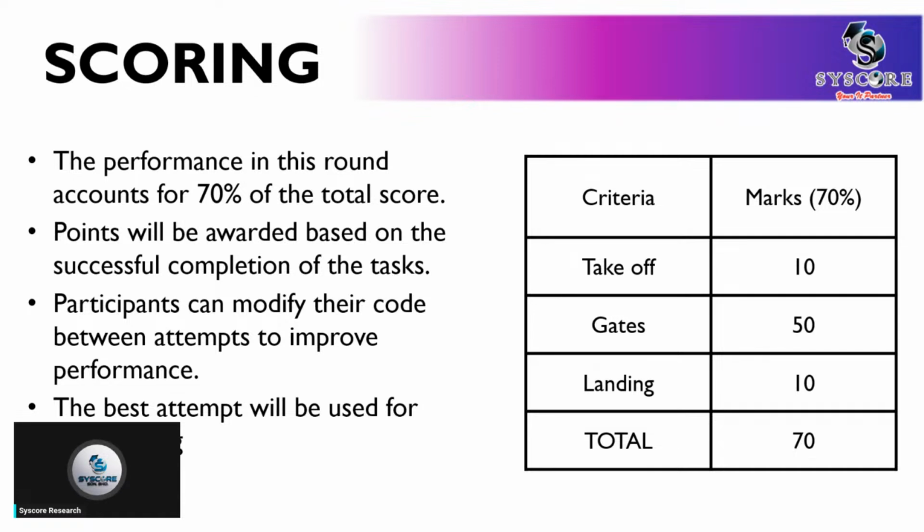So, in this task, the takeoff point is 10 points, and the obstacle of 5 gates will be given 50 points. So, if you complete one gate, you will get only 10 points. If you complete 3 gates, you will get 30 points. If you complete all, you will get 50 points. And then finally, you have to land on the correct space. If you land properly, you will get 10 points. So overall it is 70 points.